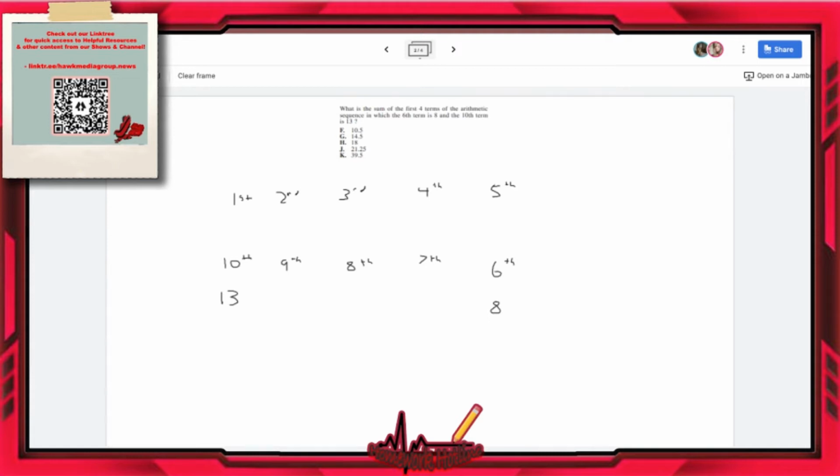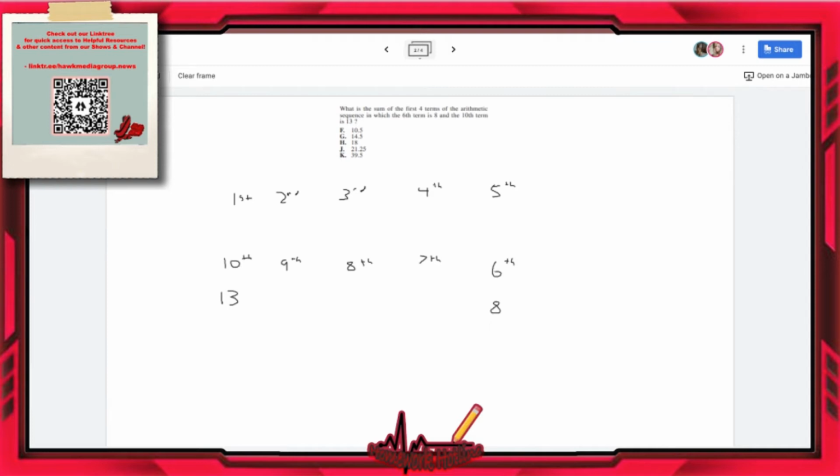So what we can do is see how we can get from 8 to 13, but there need to be 3 terms in between there. So we could just guess and check. For example, if we try adding 1 to get from the 6th to the 7th term, we get 9, 10, 11. Well, that doesn't work because the 10th term needs to be 12. So we know the common difference is not 1.